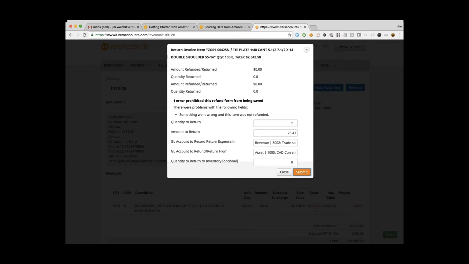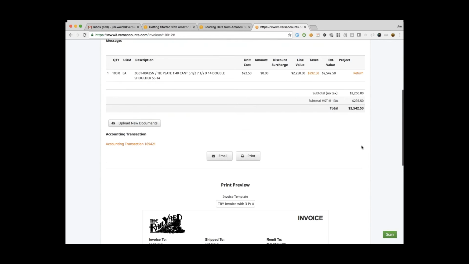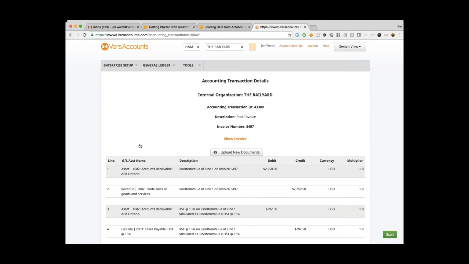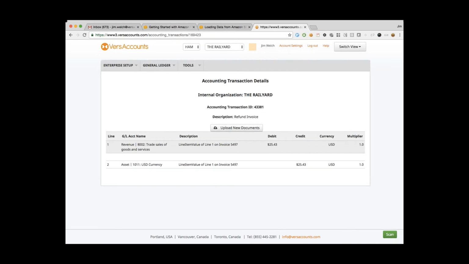And let's see here. Oh, maybe this was US currency. We'll try US currency. There we go. So that was that. Let's take a look at the resulting transaction. The refunds are right here, so I'll look at my refund. I've credited revenue, so I'm reducing revenues by 25.43, and I'm giving my client 25.43 in cash. So that's that.